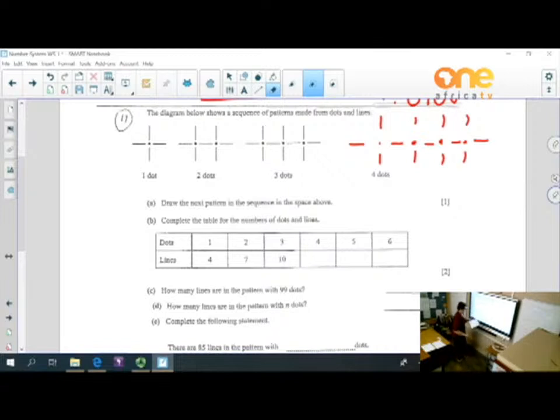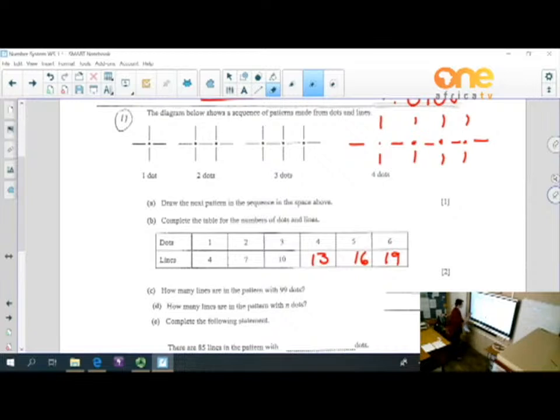There's my shape. Okay, then they say complete the table for the numbers of dots and lines. So dots we have now, and here we have to find a pattern. You can see that every time it is 3 more. So this one will be 13, 16, and 19. How many lines are in the pattern with 99 dots? So you have to find that pattern there.